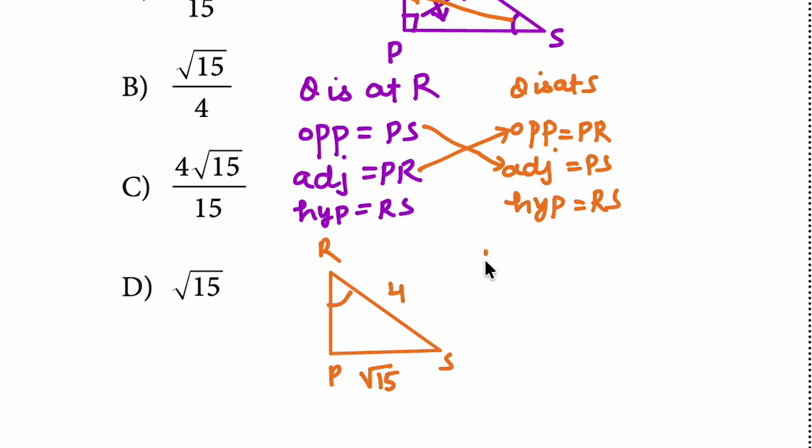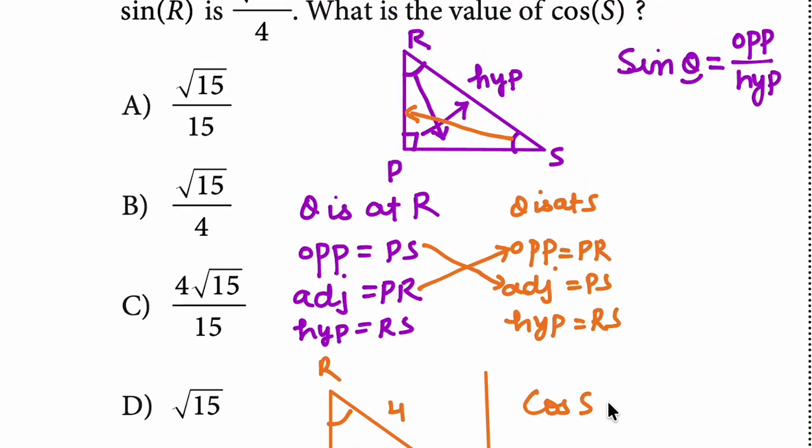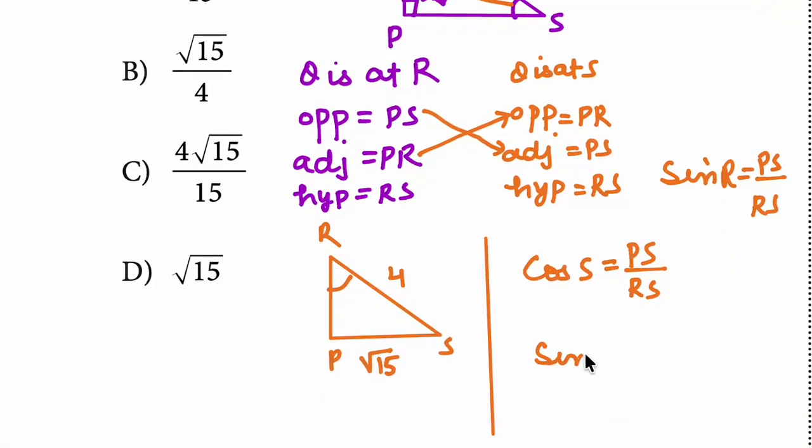But later you will realize that just because we are changing the position of the acute angle, these opposite and adjacent are changing their positions. So if I write the value of cos S from here, in case of S, adjacent is PS and hypotenuse is RS. And in case of sine R, opposite is PS and hypotenuse is RS. So these two are the same, right? That means whatever is the value of sine R is the value of cos S.